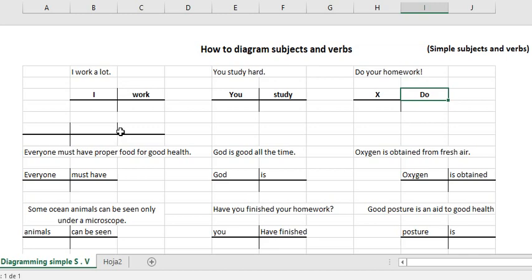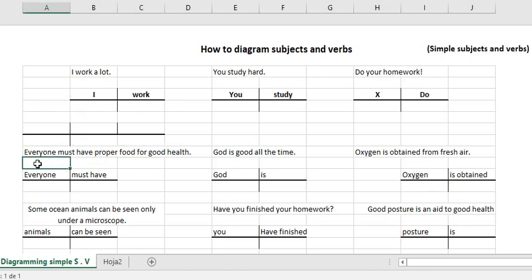Also, be careful, don't do this because this line is not dividing the baseline. This one is used for objects, but when we're going to draw a line between the subject and the verb, it is going to be dividing the baseline.